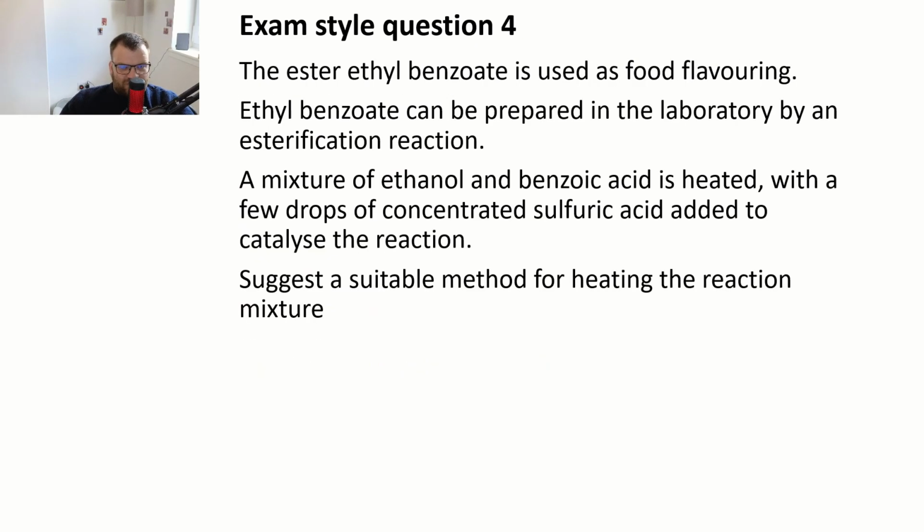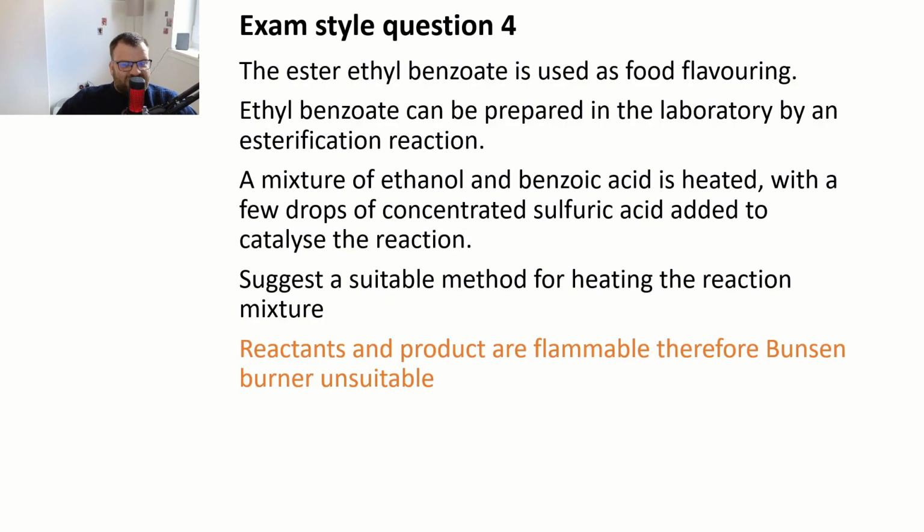In this next one, we're talking about a specific ester, ethyl benzoate. We're preparing it in an esterification reaction. We've got an alcohol and acid heated together, with sulfuric acid to catalyse it. For a suitable method for heating, because these involve flammable materials, we do not want to use a Bunsen burner. We would want to use a water bath or a heated mantle. Water bath's my go-to one.